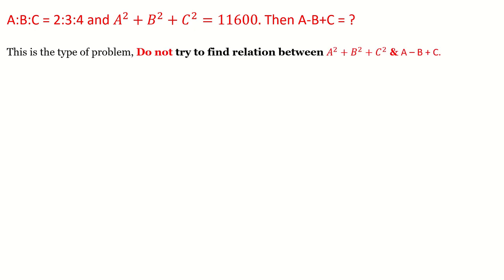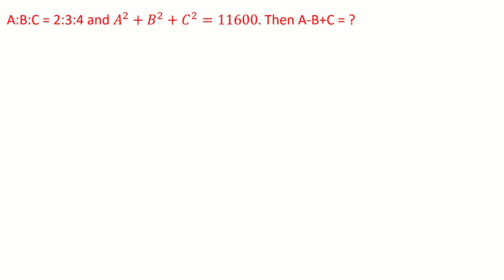Okay. Next. A is to B is to C equal to 2 is to 3 is to 4 and a square plus b square plus c square equal to 11,600. Then what is a minus b plus c?